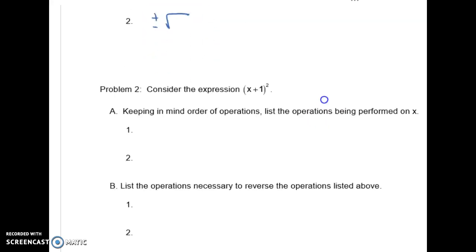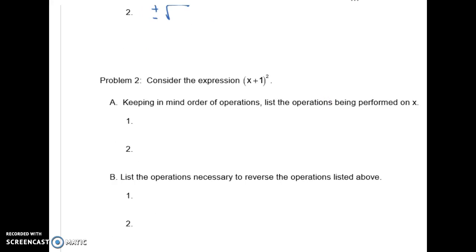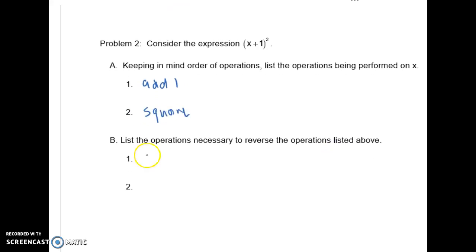Same thing when I have a problem like this. This is a parentheses expression here. The quantity x plus 1 squared. So if I'm reading that as x plus 1, okay, I think I add 1 first. And then squared. So I squared it. To reverse the squaring first, plus or minus the square root, and then reverse the adding 1, which is to subtract 1. And that'll get us there.